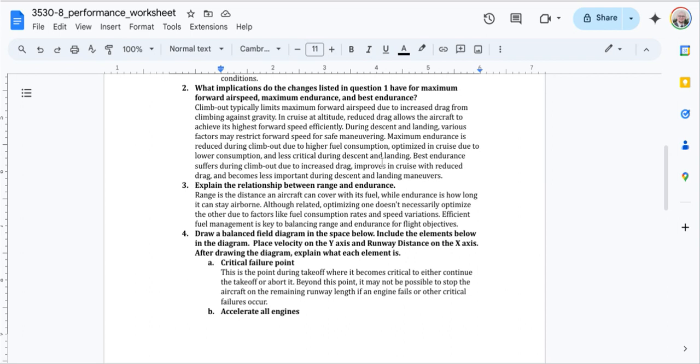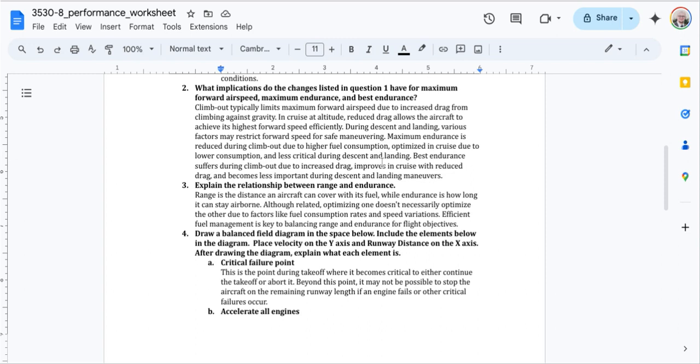Maximum endurance is going to be reduced during climb out because of that high fuel consumption, like we talked about, high angle of attack and high power setting to climb. And this can be optimized in cruise. That's going to be your best endurance: get to a cruise, like a long-range cruise speed, because of the lower fuel consumption with the thinner air.